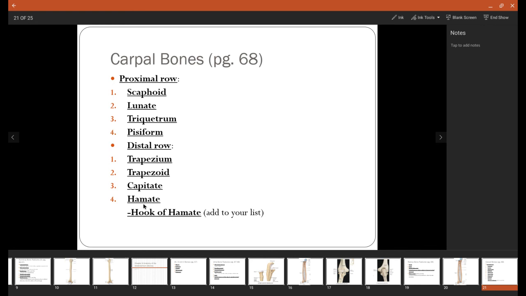Now, hamate's going to be one we'll come back to, but you want to put a star in your notes for hamate as it has a specific feature on it called the hook of hamate, and it's really easy to see. So it's a good landmark to help you figure out kind of where you're sitting at.